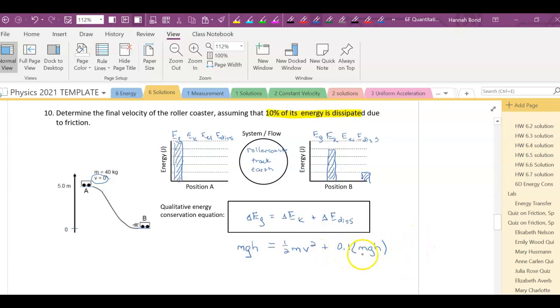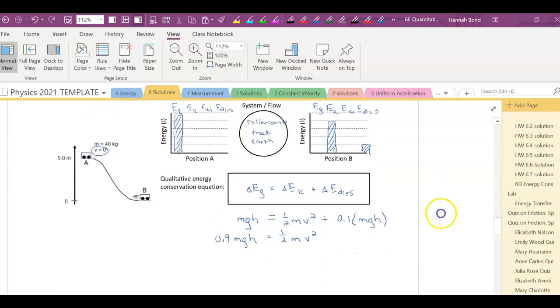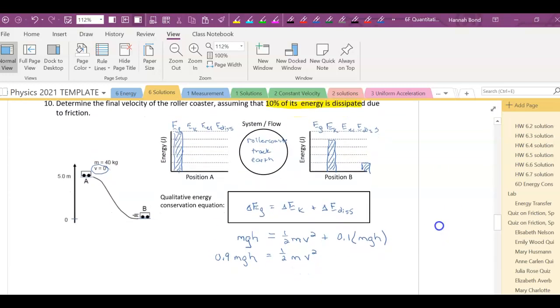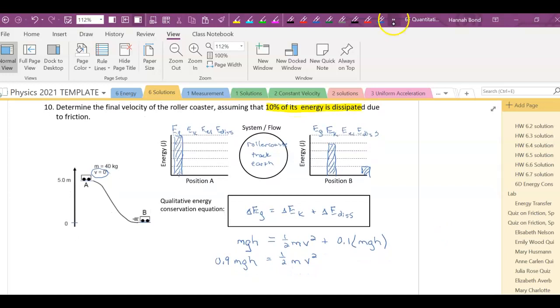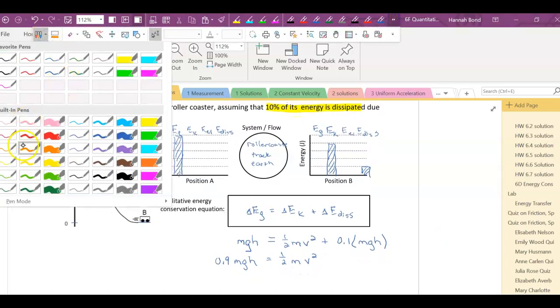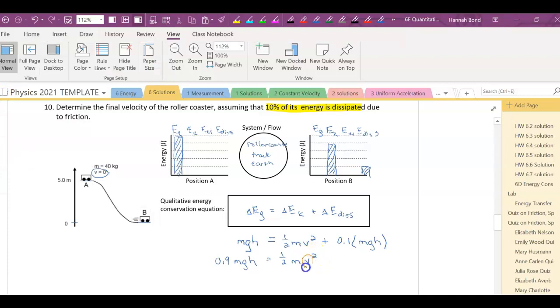I'm going to subtract that 10th of mgh from both sides. And so over here, I end up with 0.9 mgh equals the 1/2 mv squared. And they're asking me for the final velocity. Okay, so I'm looking for that v at the end. This is what I'm solving for.